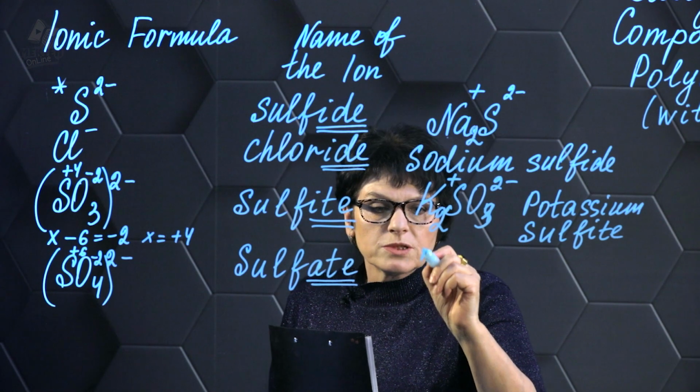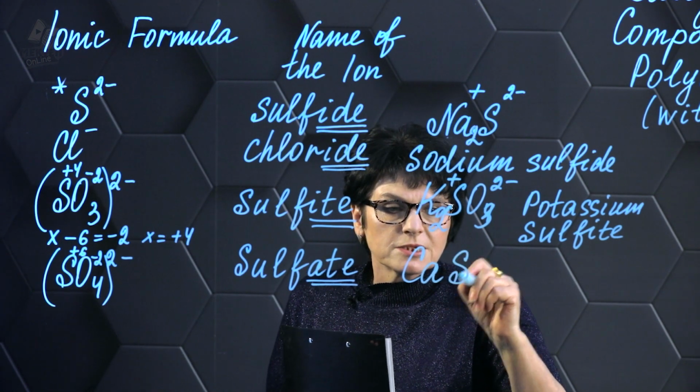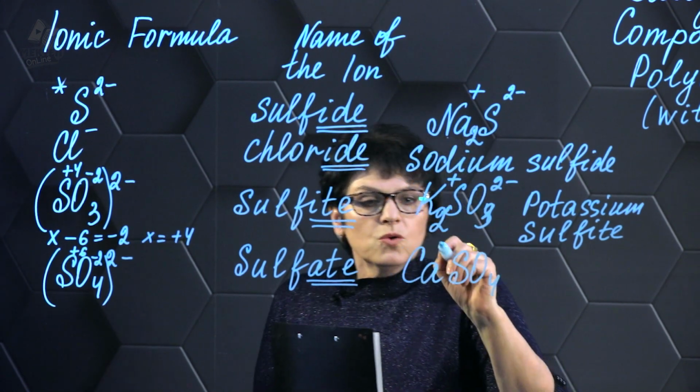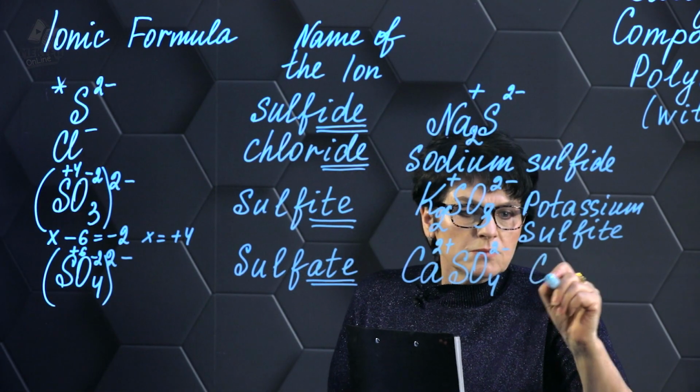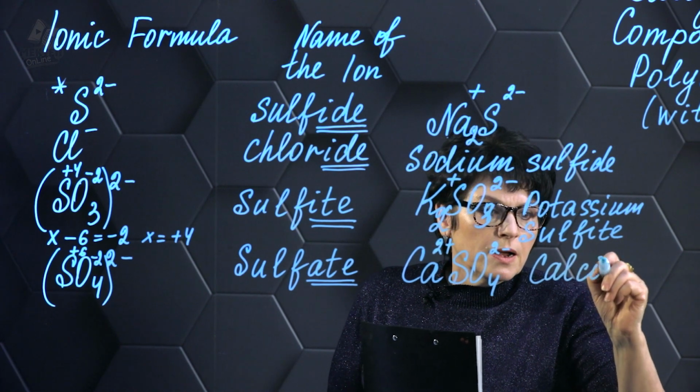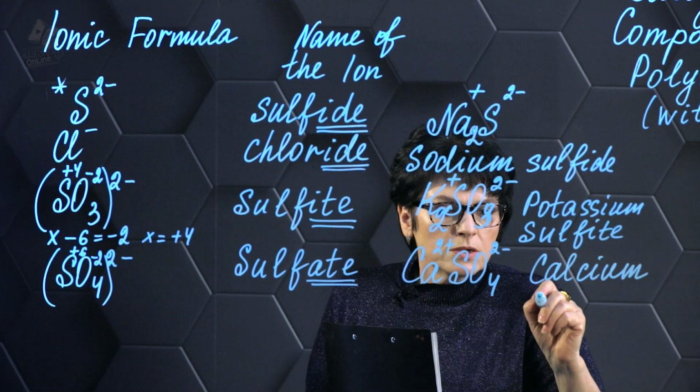And then let us have it be calcium, for instance, in our example. Calcium possesses a positive 2+ charge, while SO4 carries a 2- charge, thus resulting in the compound being named calcium sulfate.